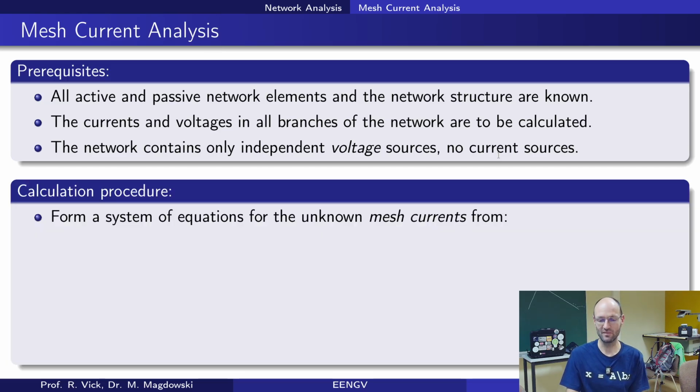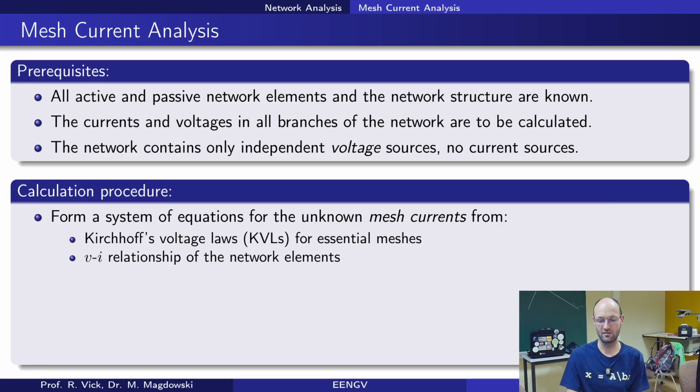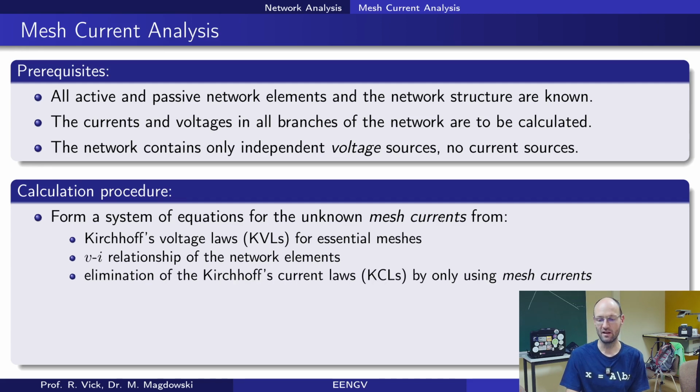Okay, so then once again we form a system of equations, and we do not really calculate the branch currents, we calculate these so-called mesh currents. And for this system of equations, we use Kirchhoff's voltage laws and the current voltage relationships at the network elements. So for us, this will be Ohm's law, because we only take a look at resistive networks. And we also, of course, need the Kirchhoff's current laws, but they are included by using these so-called mesh currents. What this means, we will see in a second.